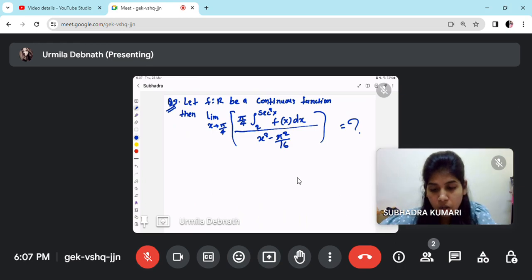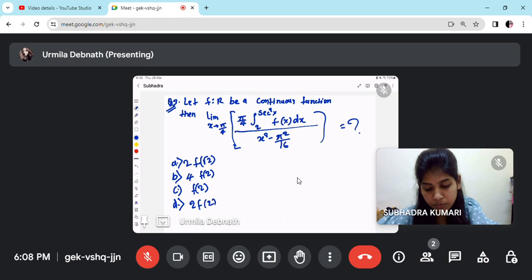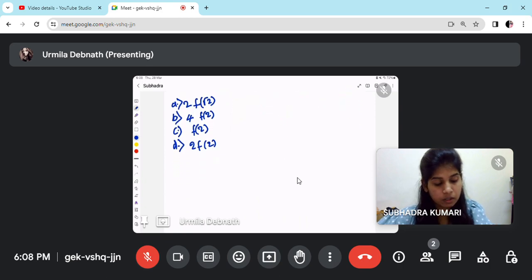Okay, so here, solve these limit questions by using the Newton's Leibniz concept. We cannot directly find the limit in a very simple way, so use the Newton Leibniz concept here also. The options given were: A, 2 times f of root 2; B, 4 times f of 2; C, f of 2; and D, 2 times f of 2. Now let's solve this question.